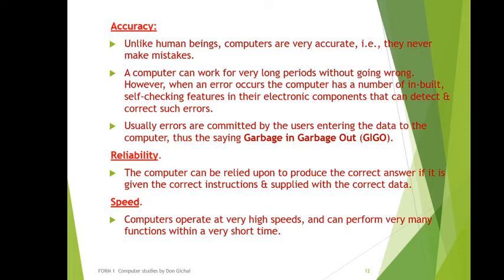On the other hand, when you talk about accuracy, unlike human beings, computers are very accurate. They never make mistakes. A computer can work for very long periods without going wrong. However, when an error occurs, the computer has a number of inbuilt self-checking features in its electronic components that can detect and correct such errors. Usually, errors are committed by the user entering the data into the computer. Thus, the saying garbage in, garbage out, or GIGO. Some people will call it GIGO. Garbage in, garbage out. That means if you make a mistake when keying data into the computer, then the computer will still give wrong results. That's why we say garbage in, garbage out.